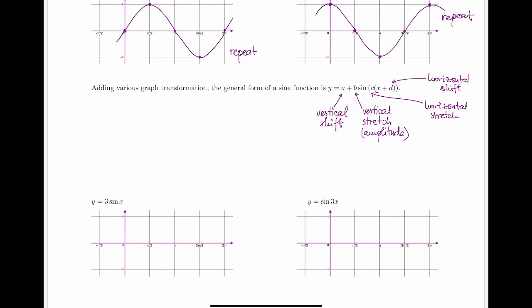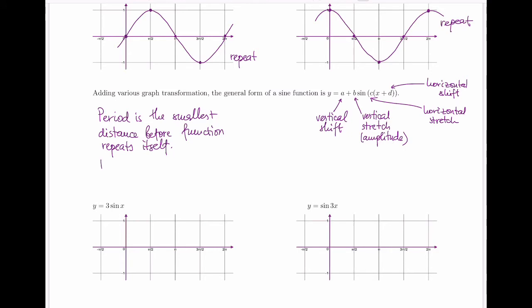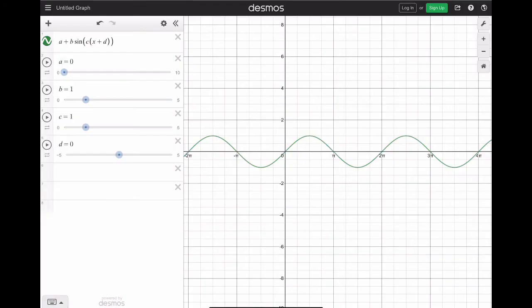One other thing to trace is the period. We know that the period of sine and cosine is 2 pi, because that is the smallest distance before the function repeats itself. But due to the horizontal stretch or compression here, this period will change because the function will be either stretched or compressed horizontally. So for the transformed function, the period will also be different. So the period for the transformed function in the general form is actually going to be 2 pi divided by this value of c. Okay, and just before we start sketching these functions on our own, take a look at how this works out on Desmos.